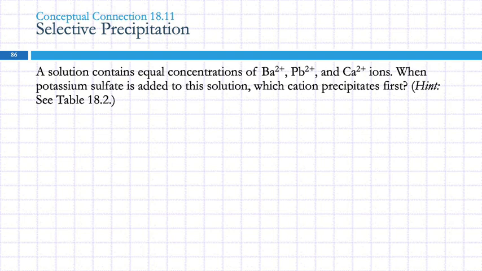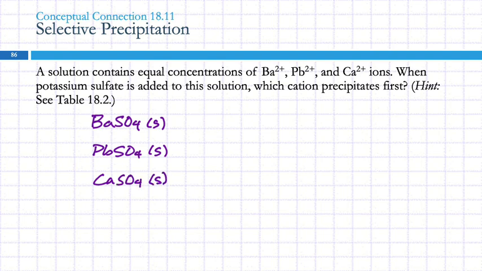A solution contains equal concentrations of barium, lead-2, and calcium ions. When potassium sulfate is added to this solution, which cation precipitates first? So what are the possible precipitates? We could get barium sulfate, lead-2 sulfate, or calcium sulfate.